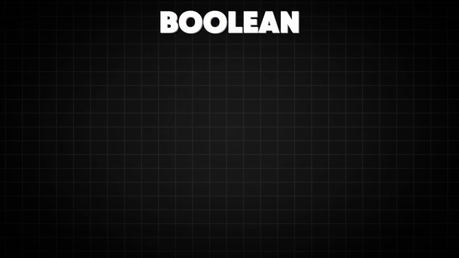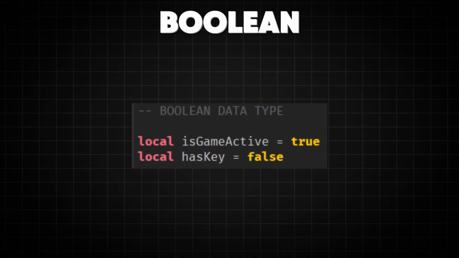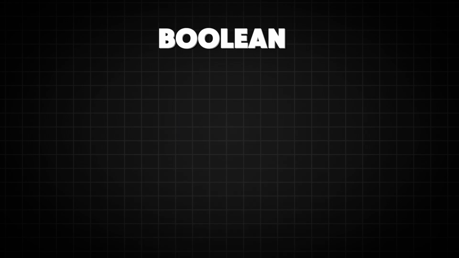Next, we've got Boolean. A Boolean can only have two values, true or false. Here's a quick example. So, you might use a Boolean to check if something is happening in your game, like if a door is open or closed.